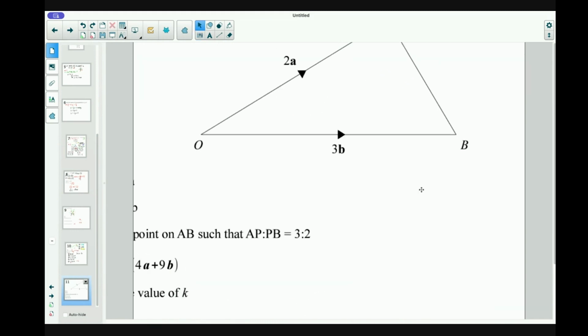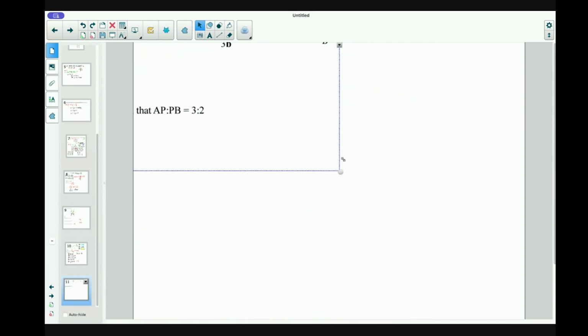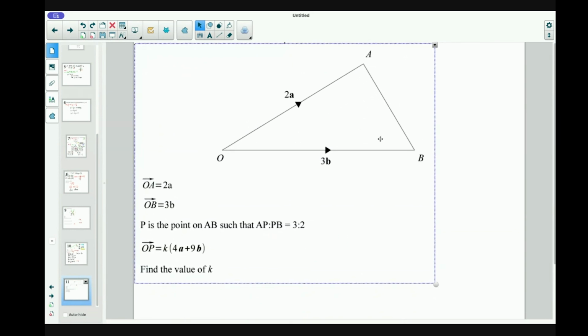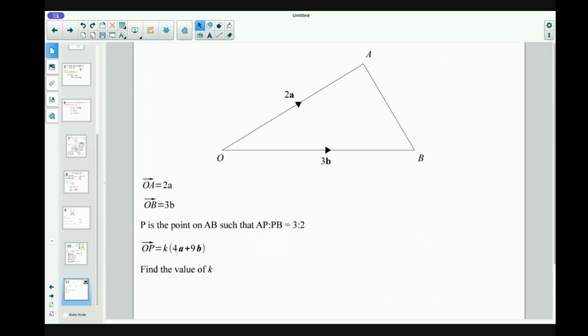All right, I'll go ahead and make this a little bit smaller, and then we can get started here. I'll give you a few minutes to work through this one on your own and see what we end up with.